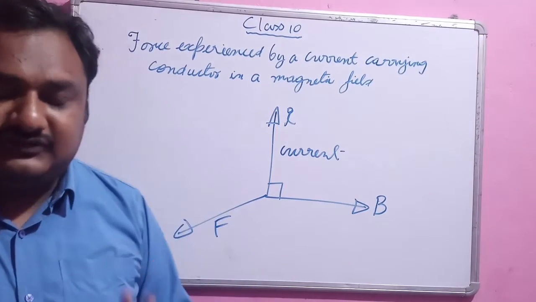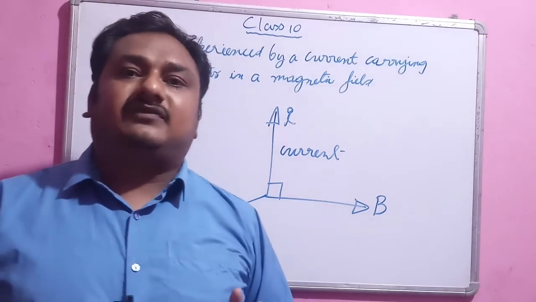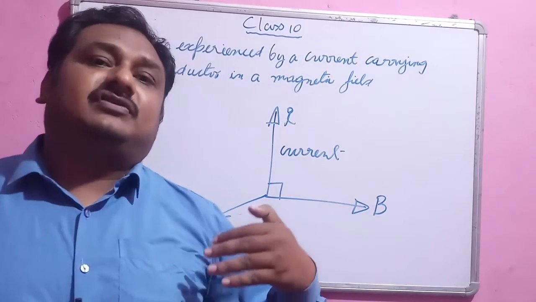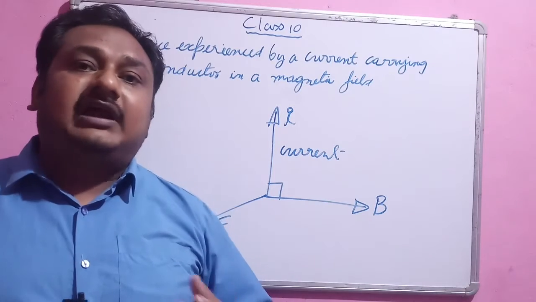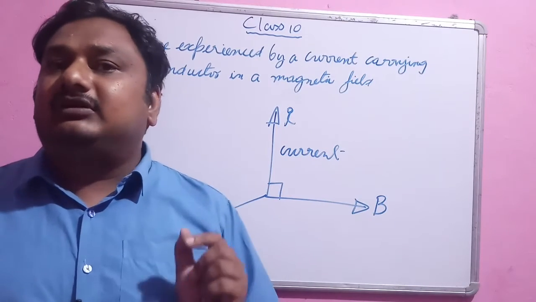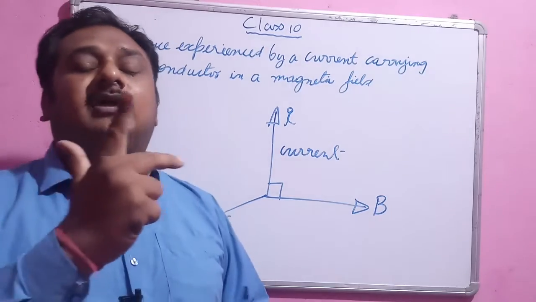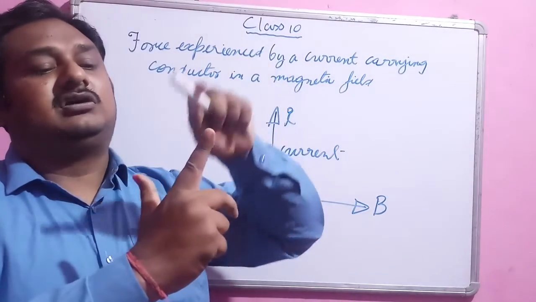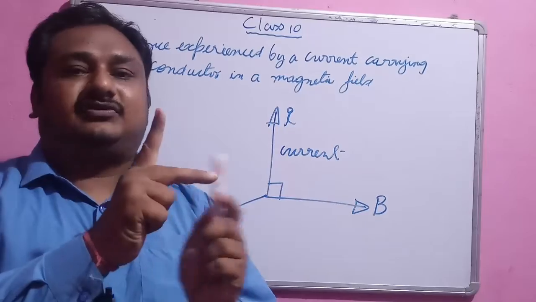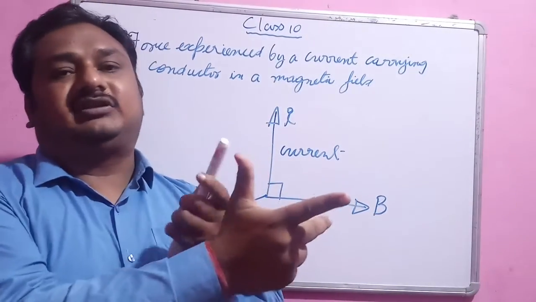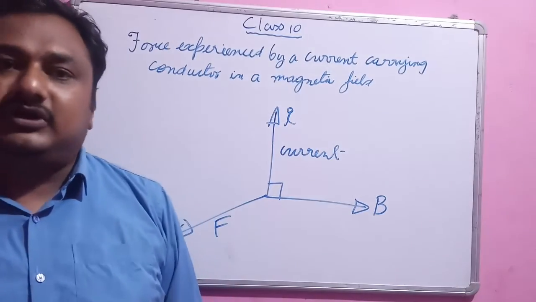So I summarize once again. Whenever a current carrying conductor is placed in a magnetic field, it experiences a force, and due to that force it gets displaced. And the Fleming right hand rule gives a sense of direction. If this is the direction of field, and this is the direction of current, then my thumb will give the direction of the force. Okay.